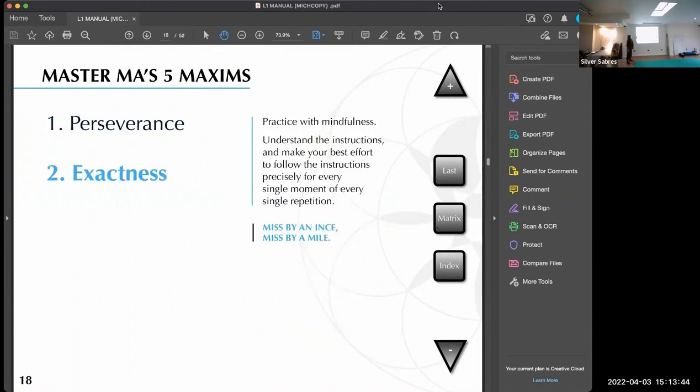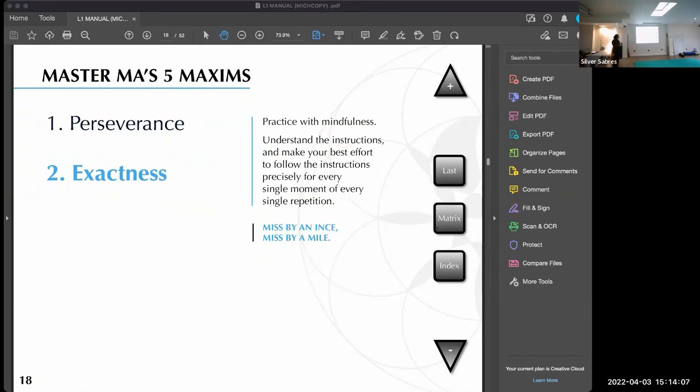Exactness. That's supposed to say inch. Right, corrected in the shared PDF. Practice with mindfulness. Exactness is sometimes, I've seen it called precision.